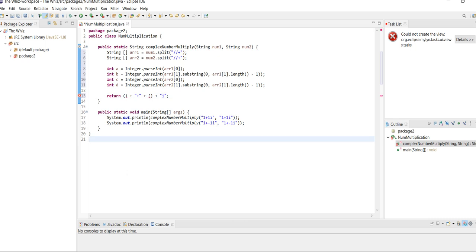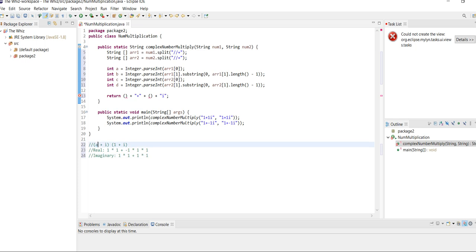Well, first let's take a look at this i multiplication. If we have 1 plus i and we have 1 plus i, then the real part is equal to 1 times 1 plus negative 1 times 1 times 1 here. The reason it's negative 1 is because i squared is negative 1. And then the imaginary part is basically just 1 times 1 plus 1 times 1. To put it simply, let's put these in the variables that we created.